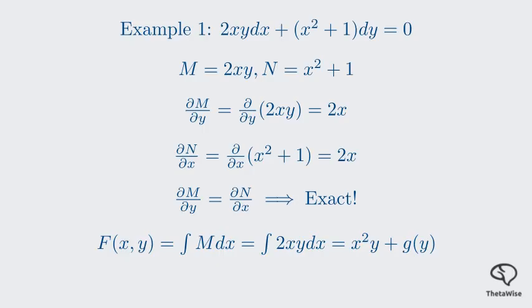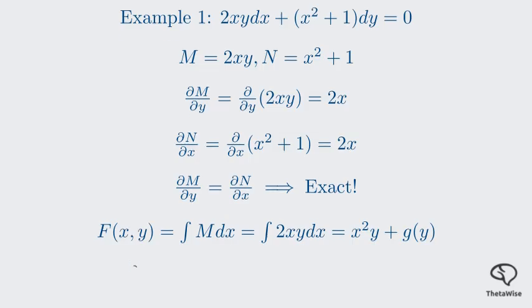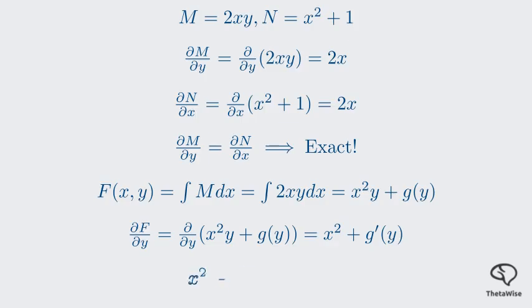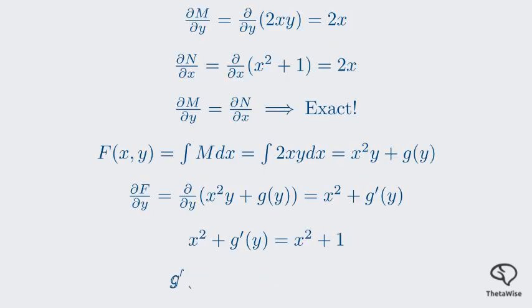We differentiate our expression for f with respect to y. The partial of f with respect to y is x squared plus g prime of y. We set this equal to N, which is x squared plus 1. The x squared terms cancel out, leaving us with g prime of y equals 1. Integrating with respect to y, we find that g of y equals y.